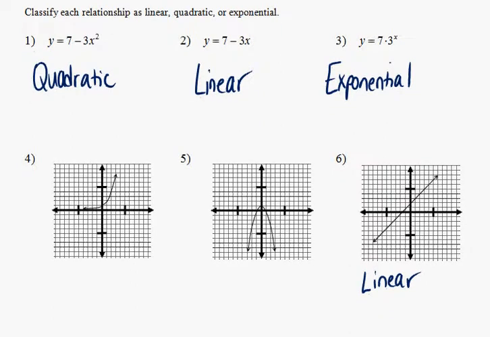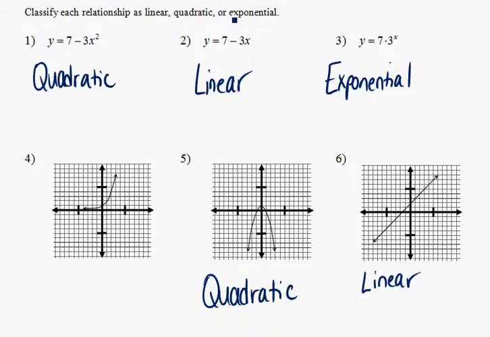When I'm looking for a quadratic function, the shape of a quadratic function is a parabola, which looks like a U shape. It can be a U shape that opens upward or a U shape that opens downward. So when I look at number 5, I see that parabola. So number 5 represents a quadratic function.